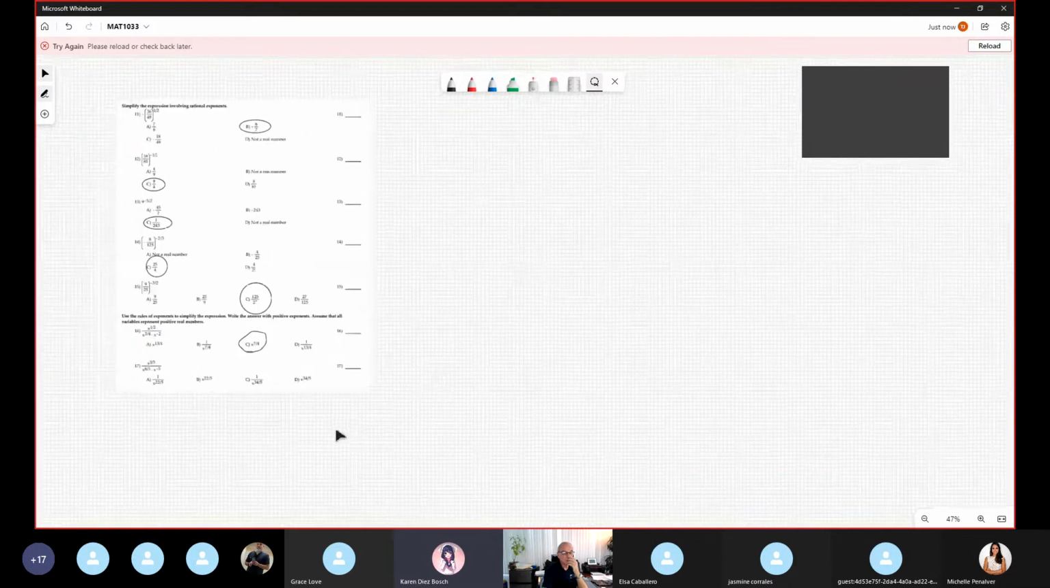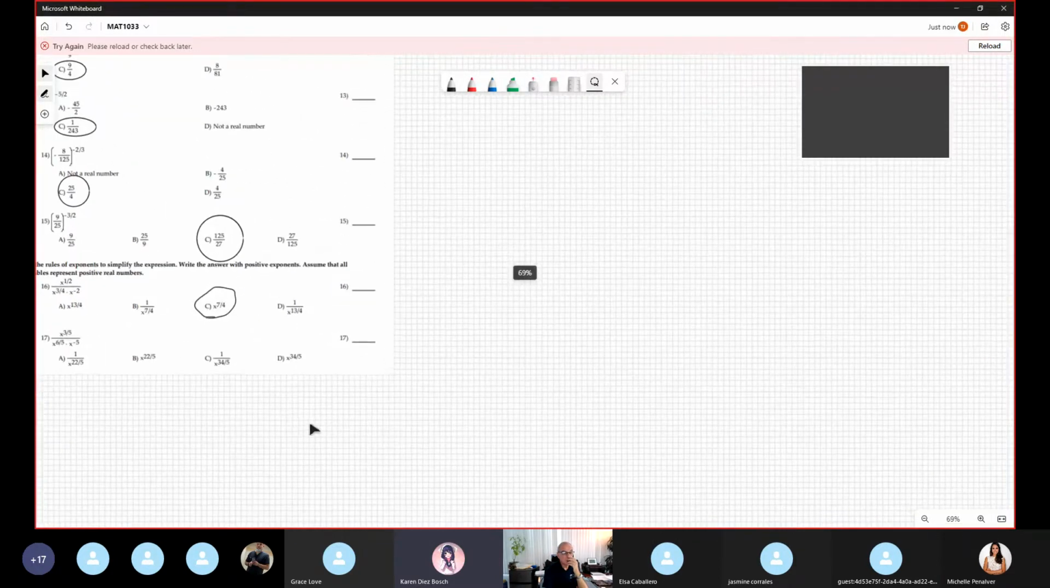17. Is x raised to the 3/5 over x to the 6/5 times x to the -5. This is similar. What should I do? Tell me. Flip it, exactly. Put the bottom to the top.